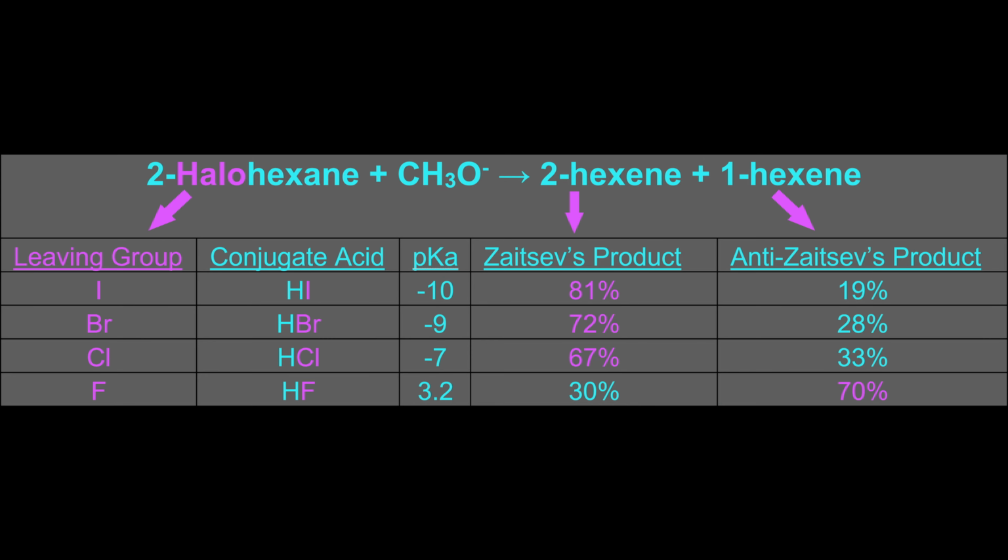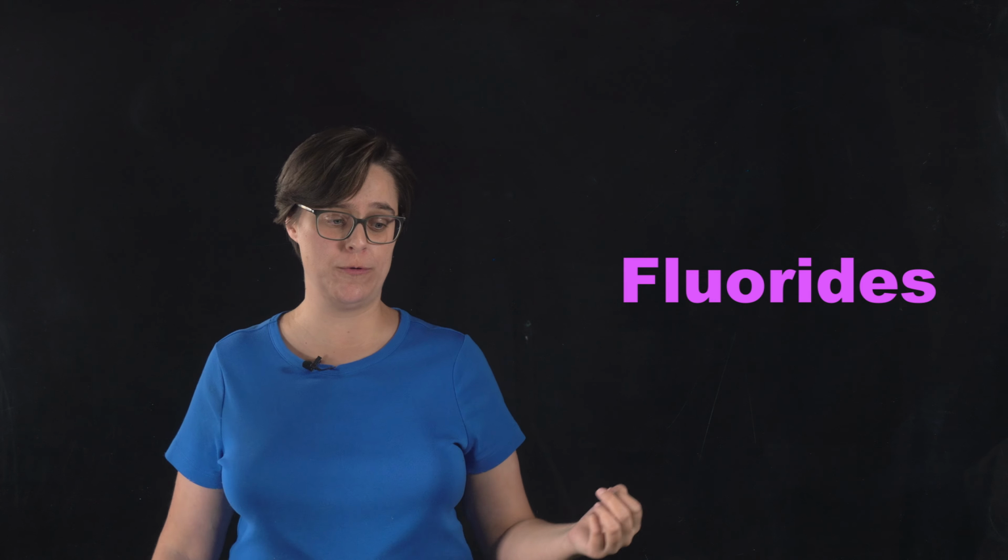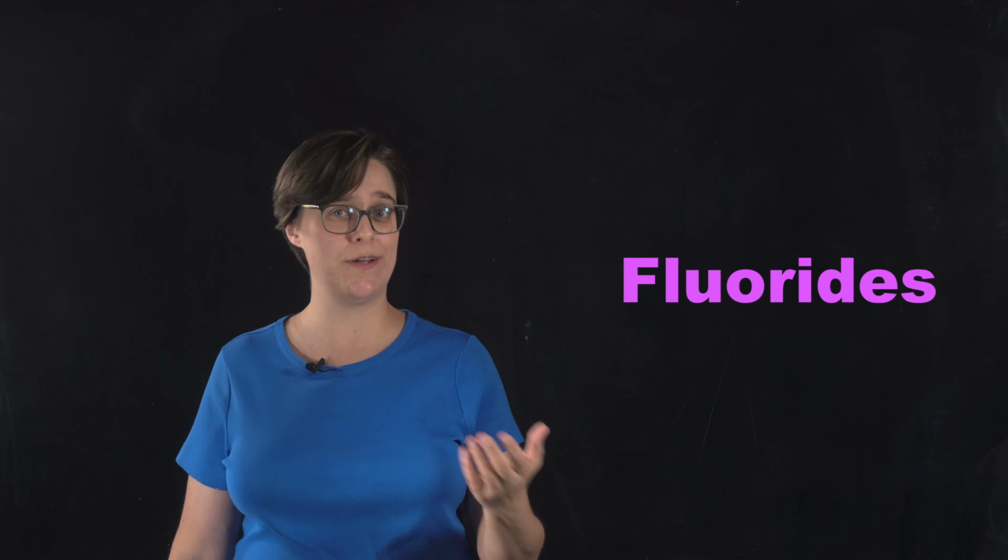So this is a table that shows different leaving groups in reactions that are otherwise exactly the same. It also shows the pKa of their conjugate acid, just because that's something that you can look up relatively easily in a table. You can see a trend here where when the leaving group is more basic, there's less of the Zaytsev's product and more of the anti-Zaytsev's product. But the trend is not actually flipped until we get to fluoride. So if you want to simplify this knowledge to just alkyl fluorides prefer the anti-Zaytsev's product, you'd be right most of the time.